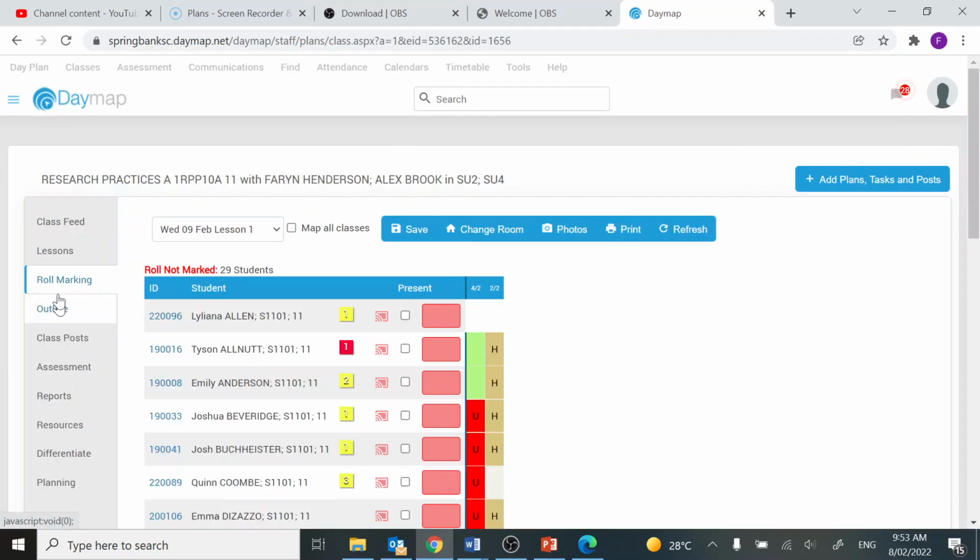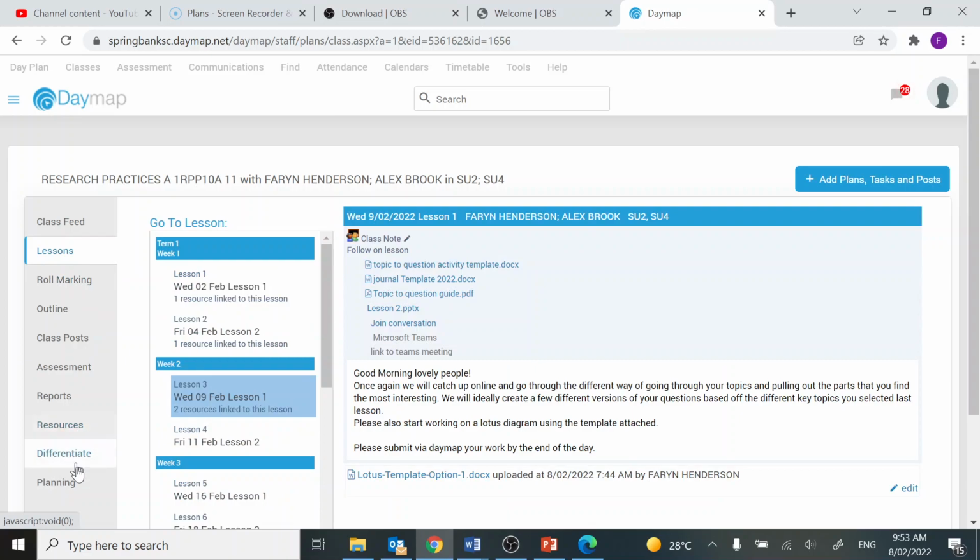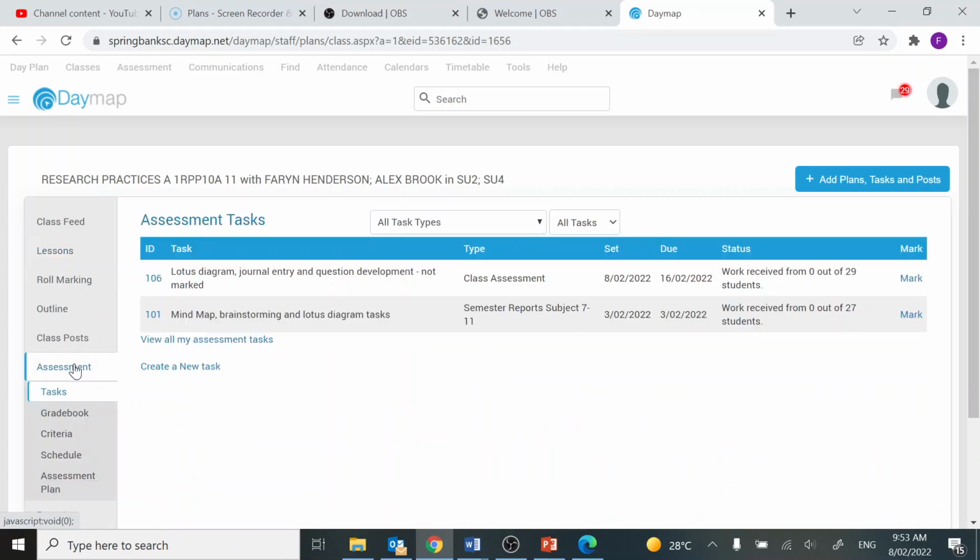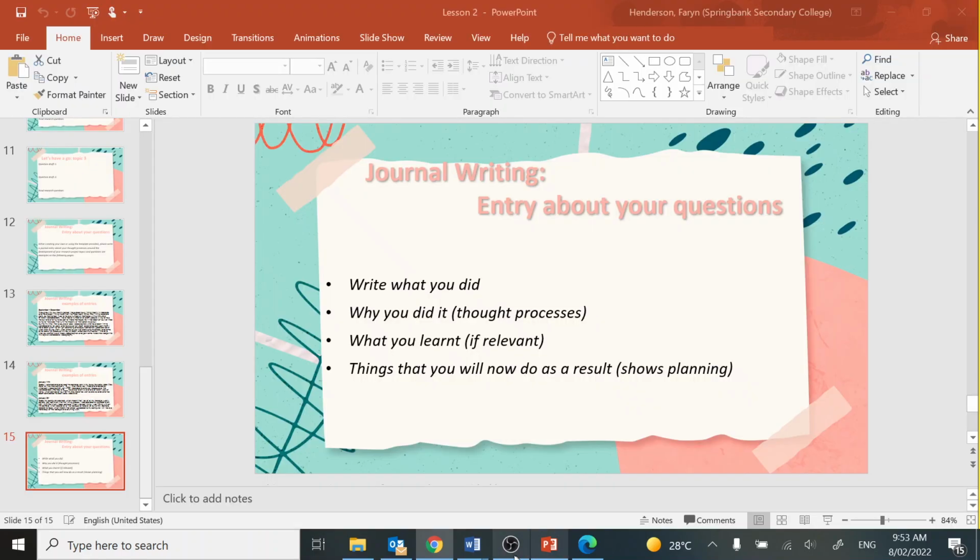If I go on to Daymap, I'm going to come down here to assessments. You can see here that apparently I've got 2, my bad. I'll delete this one, so please ignore that. I want your lotus diagram, the journal entry, and question development. Please note that this is not marked, but it is required because it will be implemented into your folio for research project. You should be able to click a link and upload it, and it will go under your name. Okay, I hope that's clear.